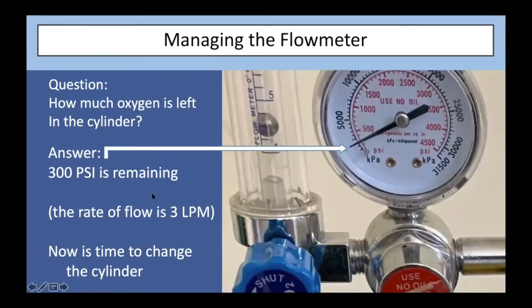Let's look at a different cylinder. How much oxygen is left in this cylinder? The answer, 300 PSI is remaining. And the rate of flow is 3 liters per minute. But now is the time to change this cylinder. This cylinder shouldn't be allowed to be used any longer. Let's bring it because you're about to run out of oxygen. This patient was a pediatric patient suffering from hypoxemia, was on a cannula, but was about to run out of oxygen very shortly. Change the cylinder.